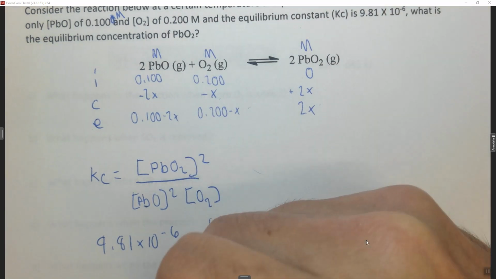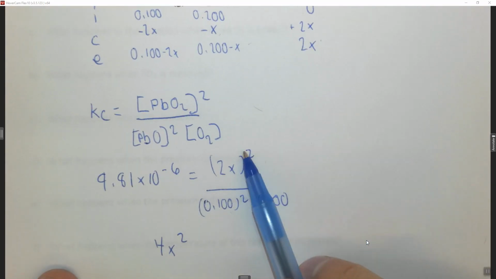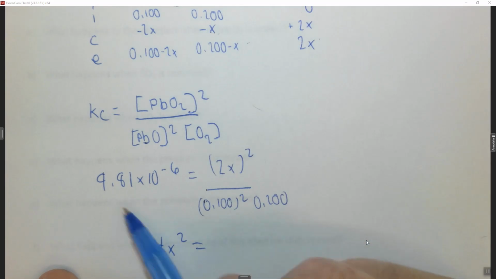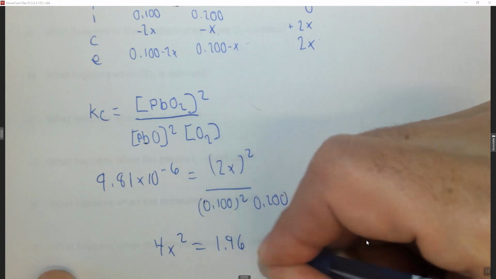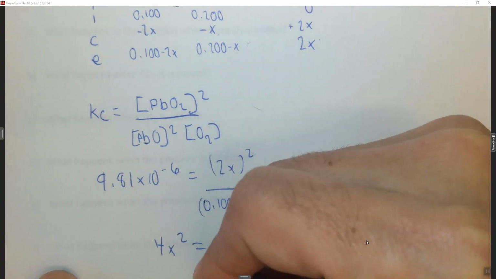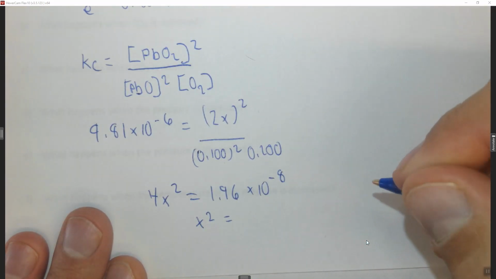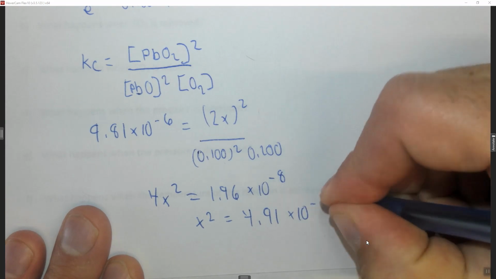So you're going to multiply this times this squared times this, and you're going to take 2x and square it. 2x squared gives you 4x squared. You have to square the 2 and the x, so you get 4x squared equals this times this squared times this. All that together gives us 1.96 times 10 to the minus 8. Divide both sides by 4, and you find that x squared is equal to 4.91 times 10 to the minus 9.